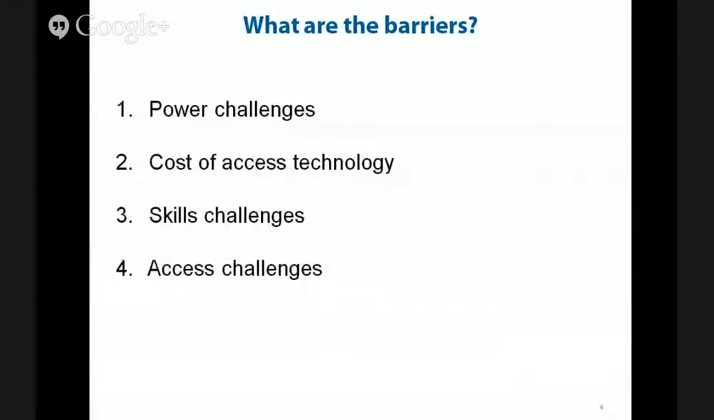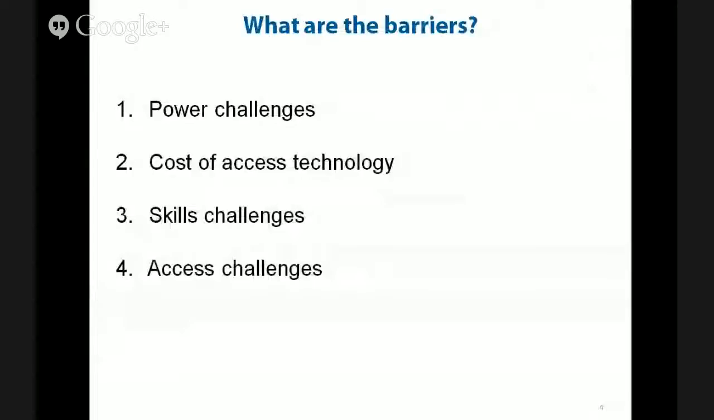And the next thing is the cost of access technology. Rural mobile users are of a very low income group. Their sources of income are very limited. Basically, they depend on some agriculture or small businesses, so they cannot afford it. They are very limited in what they can pay to access the technology.